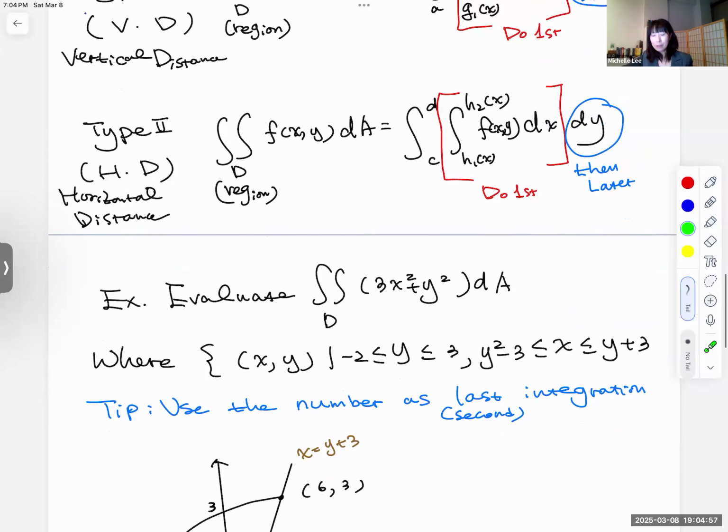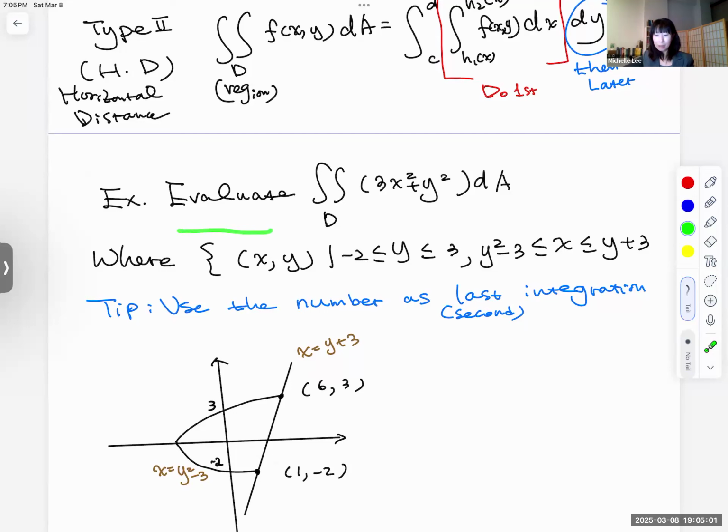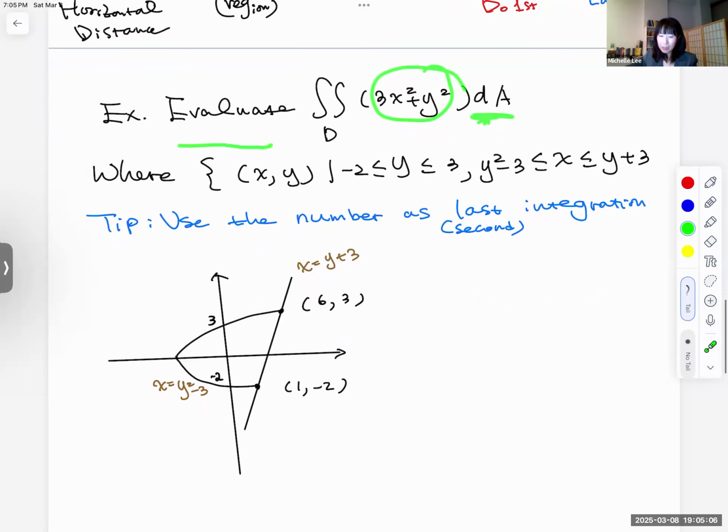Okay, so we have an example here. Evaluate the integral of a function, given that y is between -2 and 3, and x is between y squared minus 3 and y plus 3. Okay, let's take a look.